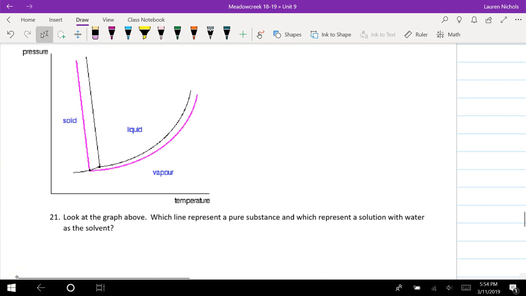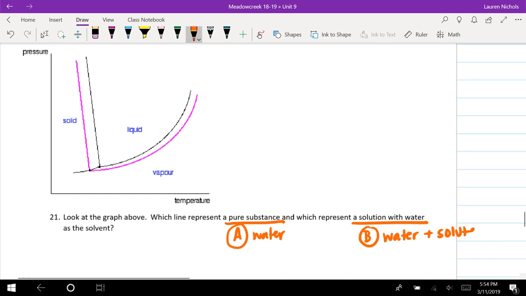And the last question, because for me it's 6 o'clock and I'm really hungry and want to go eat dinner, wants to know which one is a pure substance and which one represents a solution. Let's say our pure substance, A, is water, and a solution with water as a solvent could be water plus any sort of solute. That could be salt, sugar, potassium chloride, or any other chemicals.